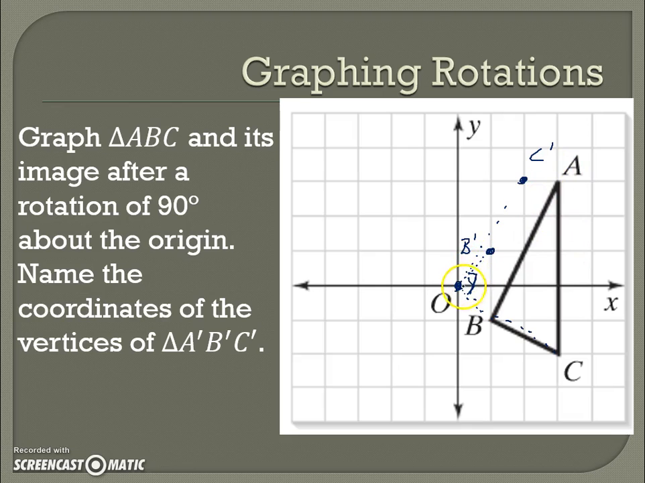A is an easy one because it's over 3, up 3. So over here I'm going to do the same thing. And I get A prime. And again, you'll notice if I draw a line to this and then draw a line to this, it creates another 90-degree angle. Here is my triangle.